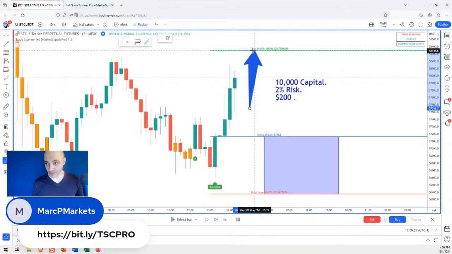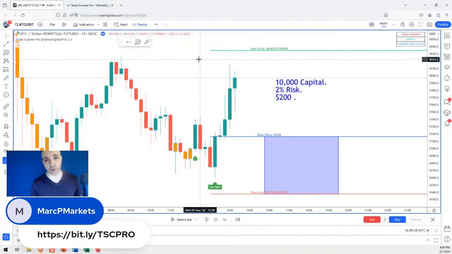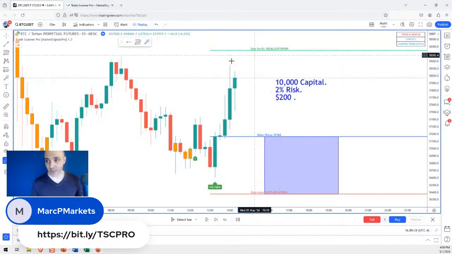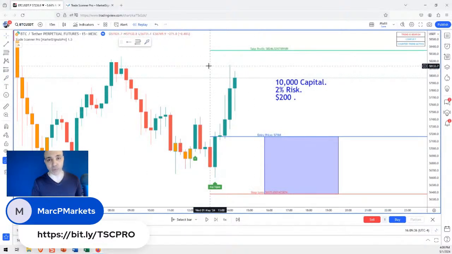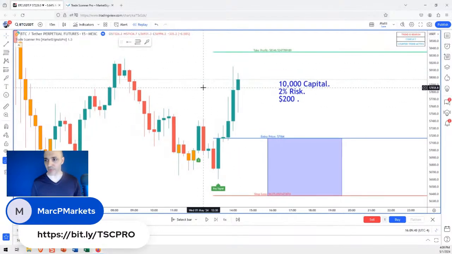If you win, this is 1.5 to 1 reward risk, so you're making like $300 if you win. That's not bad, especially if you're doing that in a matter of a couple of hours. This trade took like an hour or something like that. So you're looking at $300. Now, some people must say, but $300, that's not enough money. Then you need a bigger account. So that's the way you have to look at it.